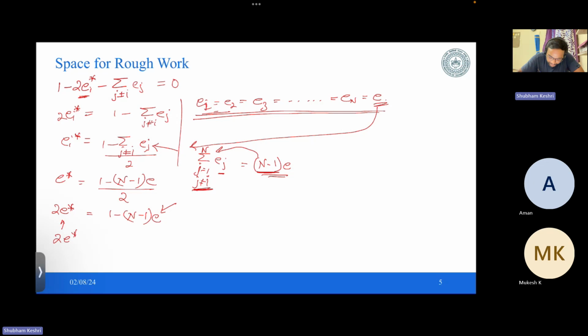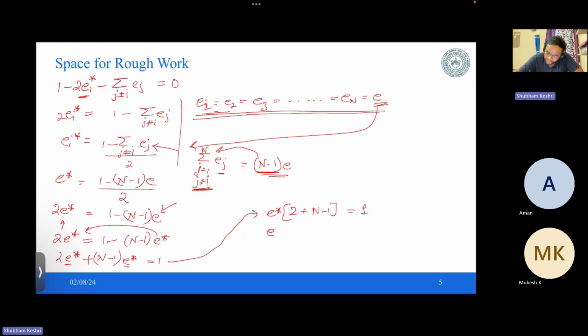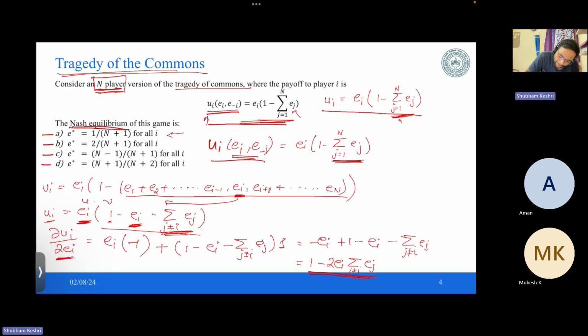So 2 e star is equals to 1 minus (n minus 1) e star. And if you solve it, this will come over here, 2 e star plus (n minus 1) e star is equals to 1, and I'll write it here. So you see, you can just take out e star: (2 plus n minus 1) equals 1, and this is just n plus 1. So e star is equals to 1 by (n plus 1). So this is the solution of the tragedy of commons problem, but with n players.